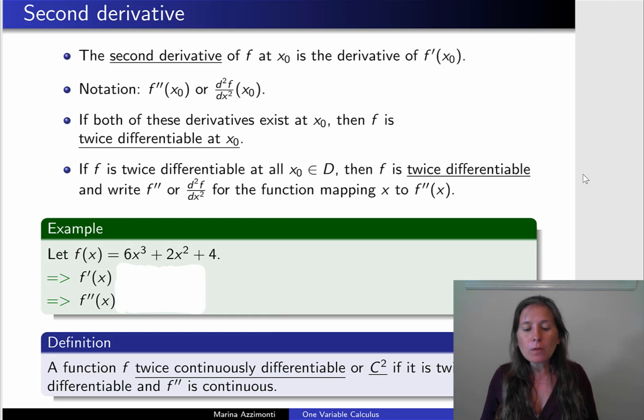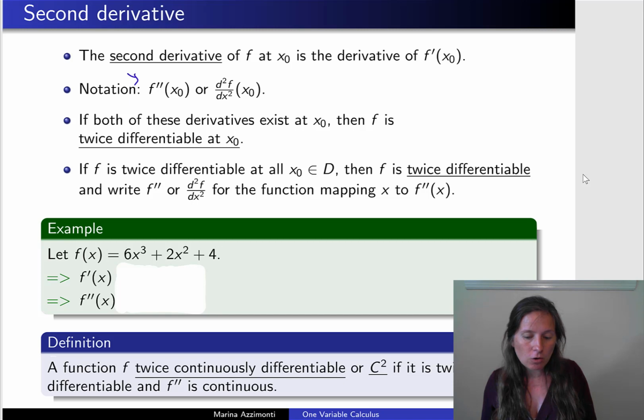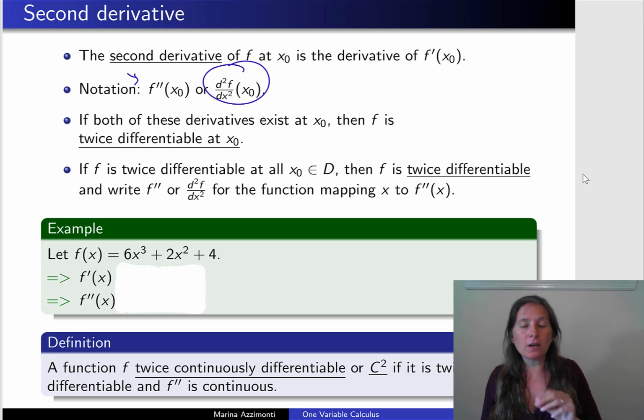Now, the function may be differentiable at other points in the domain, but it's not going to be differentiable at point A. Now, another thing that we are going to be using a lot is the second derivative. So what is the second derivative at the particular point x0? Well, the second derivative is the derivative of the derivative. And this again is going to be a function itself. How do we denote the second derivative? Well, either by f prime prime of x0 or by this thing here. If both the first derivative and the second derivative exist at a particular point, then we are going to say that the function f is twice differentiable at x0.